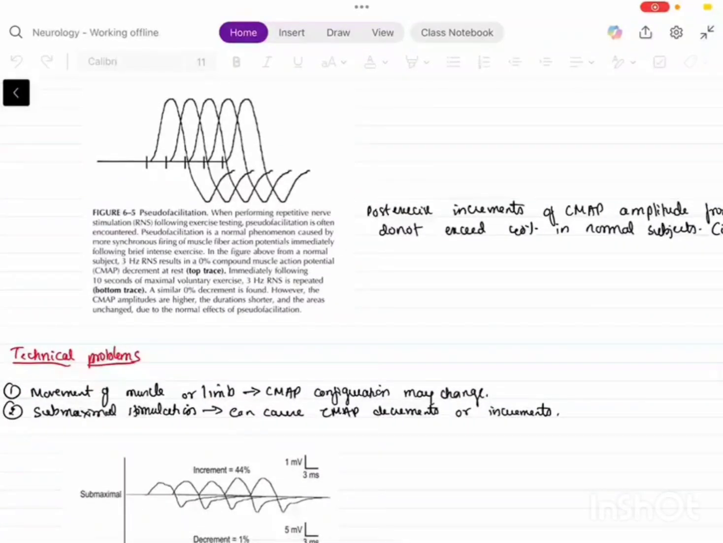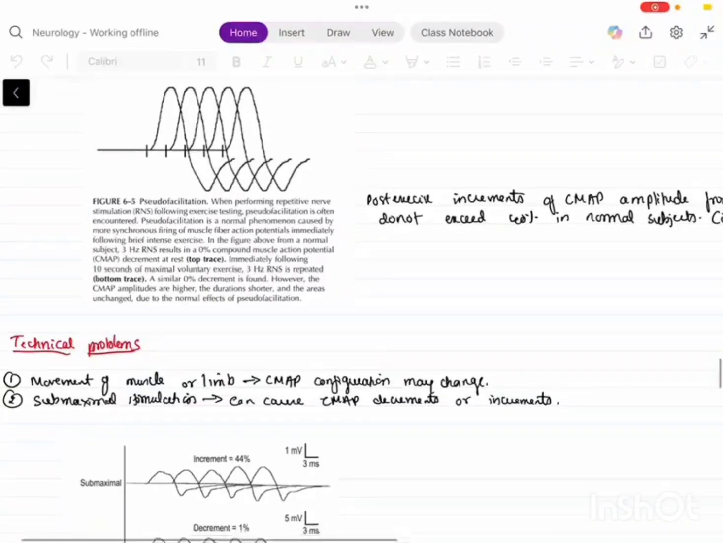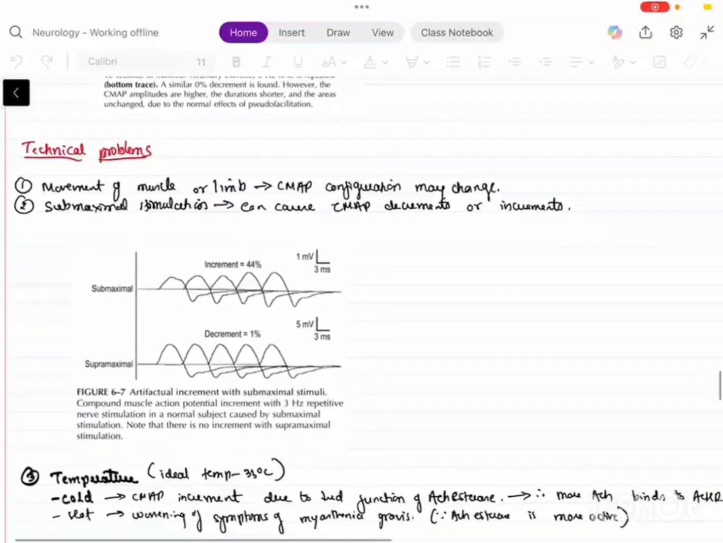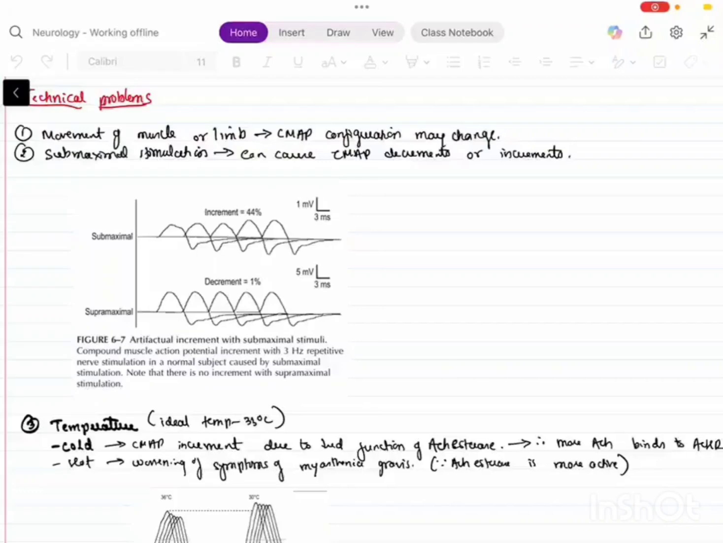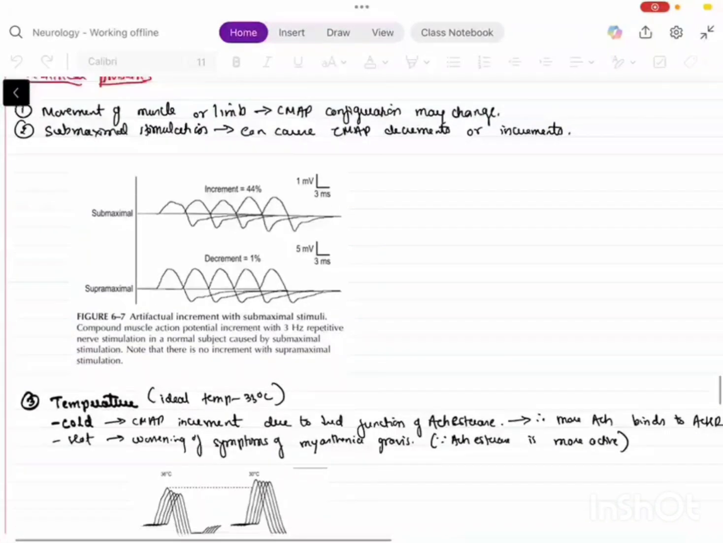This is pseudofacilitation. It is a normal phenomenon which is caused by the more synchronous firing of the muscle fiber action potentials immediately following the brief intense exercise. Then what are the technical problems associated with the RNS? Movement of the muscle or the limb, CMAP configuration may change, and submaximal stimulation can cause CMAP decrements or increments. This is the submaximal and this is the supramaximal stimulation.